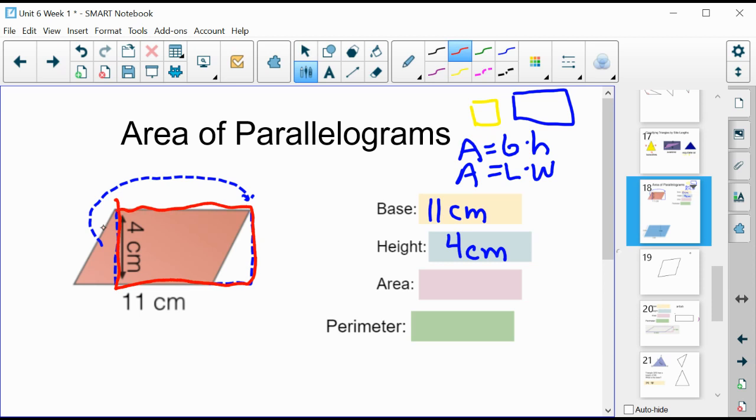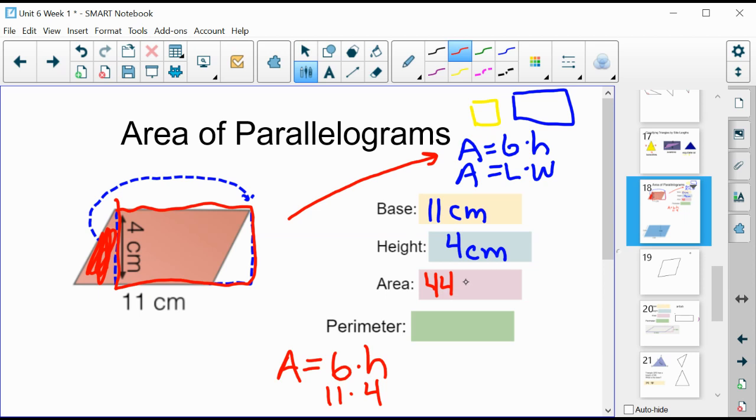Now, do you see what I did? I lopped this part off, pretend like it's not there anymore, and we kind of translated it or did a slide to put it over here. Now, we just have a rectangle. So that means that we can use our area formula from yesterday. We are going to multiply area equals base times height. So I'm going to plug in my numbers, 11 times 4. And however you need to solve that, repeated addition or skip counting by fours or standard algorithm, is up to you. But our area is 44 square centimeters.